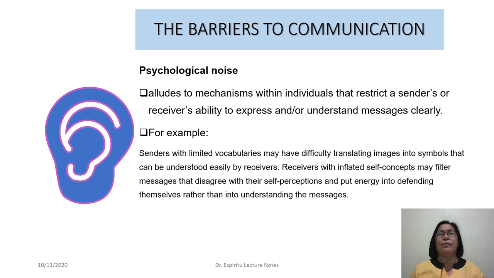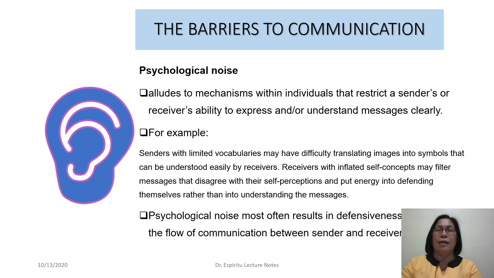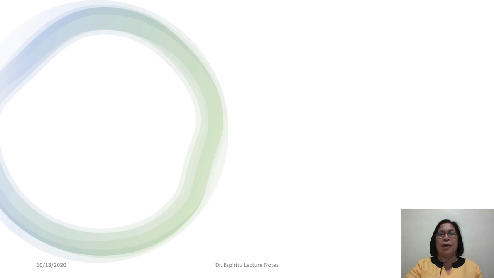So these are psychological things. These are already built in every sender and receiver. So we have to be aware of this. And psychological noise most often results in defensiveness that hinders the flow of communication between sender and receiver. Okay, let's go to the next, which is the common barriers to effective communication.